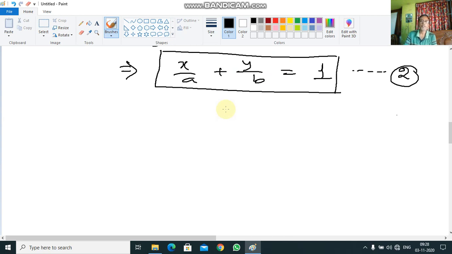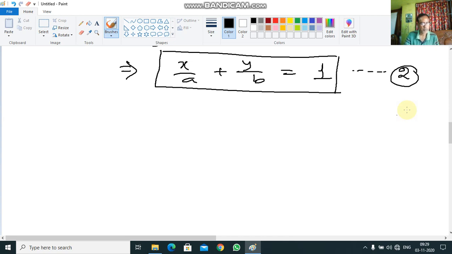Now the equation x by a plus y by b is equal to 1 is called the intercept form of a straight line. Here are some notes. 1. A is called the x-intercept and b is called the y-intercept of the line.